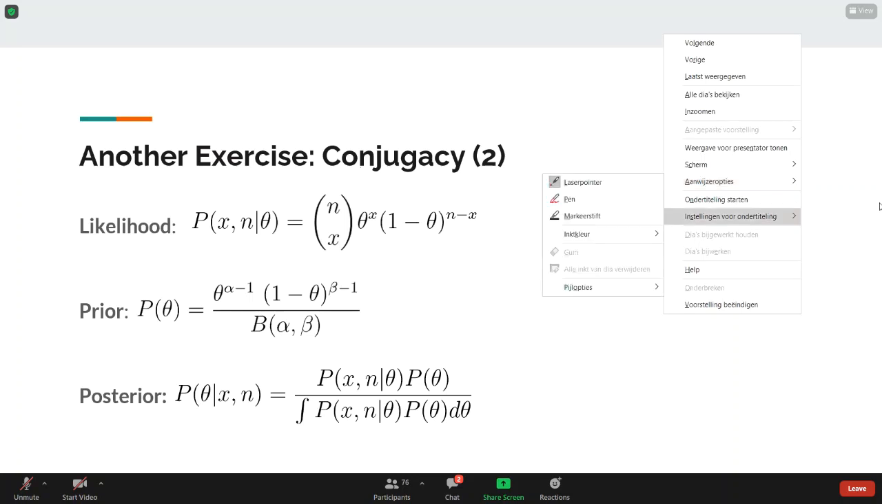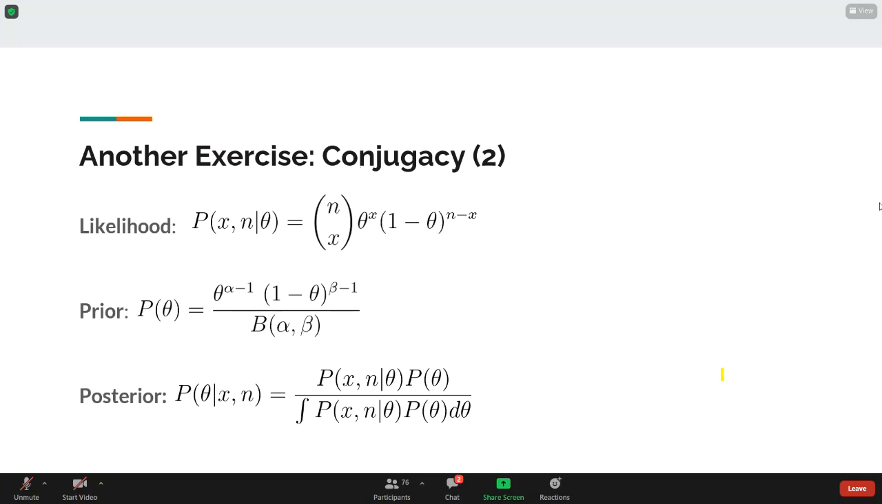Yeah, what you made use of was the fact that the beta function is actually the integral of likelihood times prior. But for some other conjugacy pairs, that's just not as easy to see. Oh, you can just see through it.